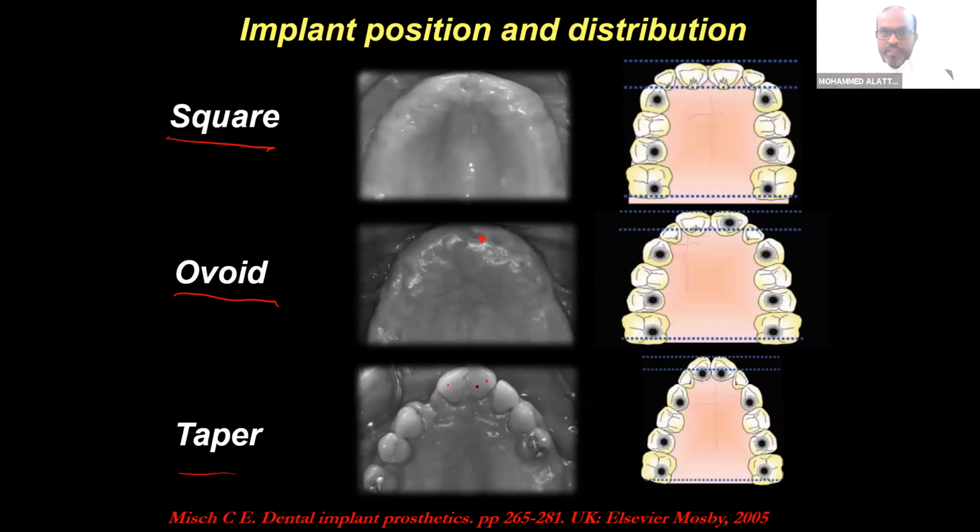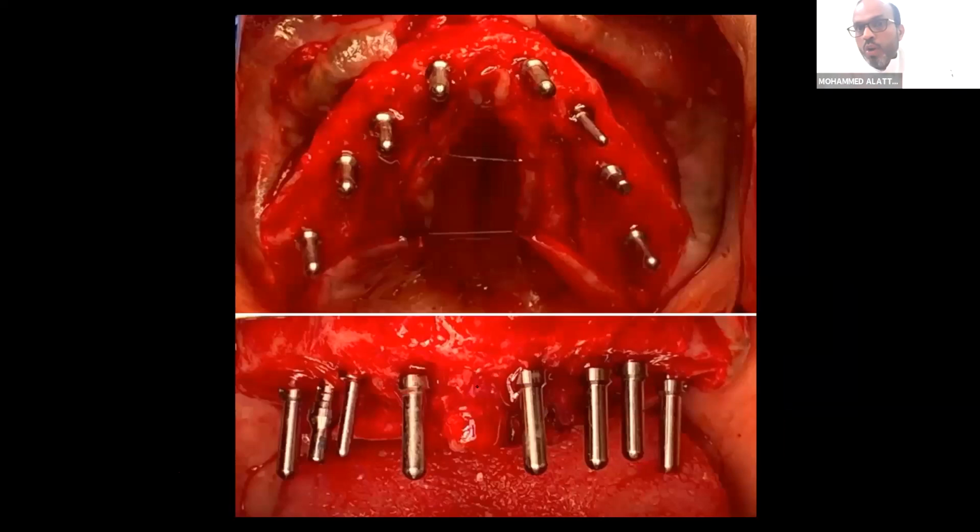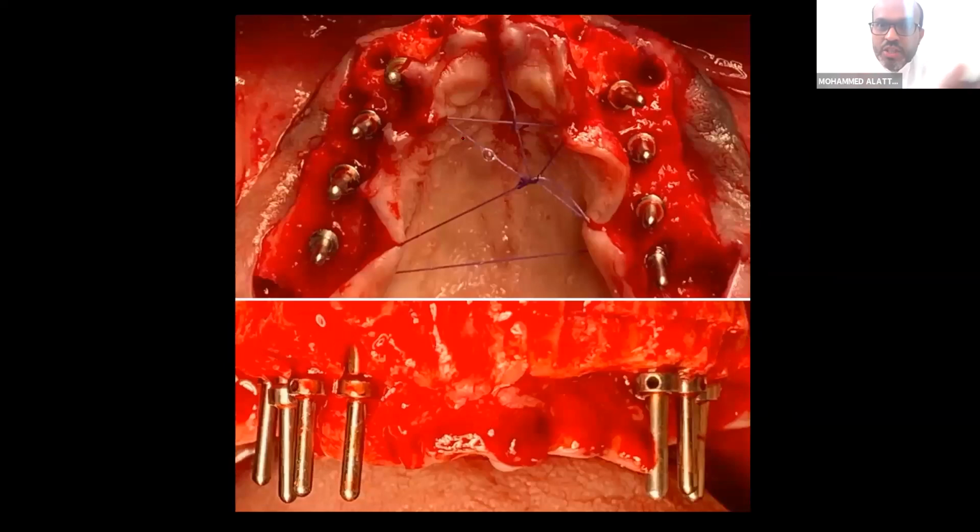We did this for our cases. In this case, the patient presents with almost a tapered arch form, so we placed our implants in the premaxilla to reduce the anteroposterior distance. For this case, the patient has almost a square arch form, so we placed our implants and we are not worried about the anteroposterior distance or the anterior cantilever.